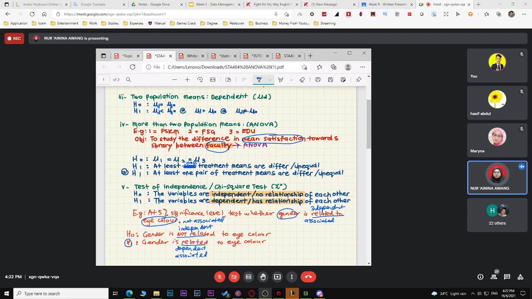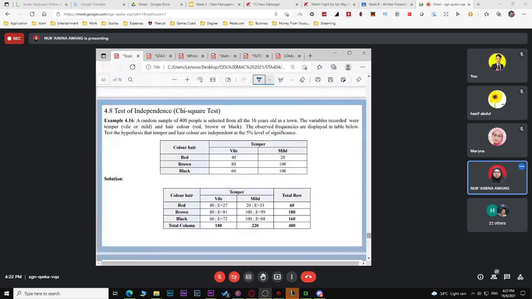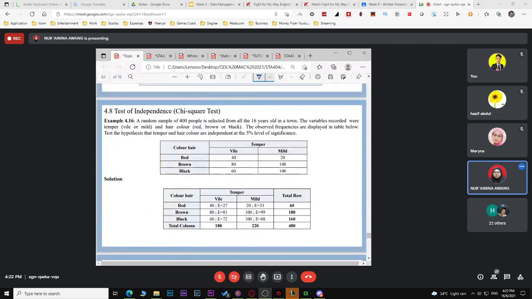Now we will look at an example for test of independence. Example 4.16: a random sample of 400 people is selected from all the 16-year-olds in the town. The variables recorded were temper, violet or mild, and hair color, red, brown or black. So we have two categorical variables, which are temper and hair color. The observed frequencies are displayed in the table below. Test the hypothesis that temper and hair color are independent.